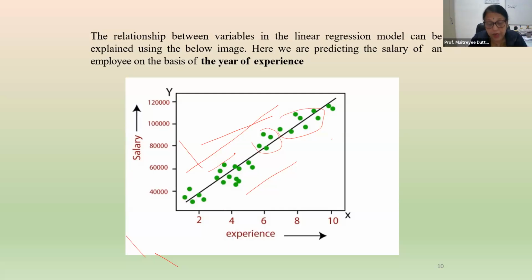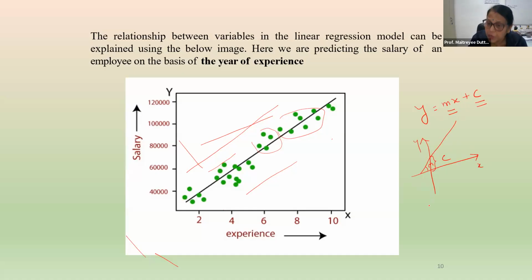Now how to find out? What is the function to find out the line relationship? We say y is equal to mx plus c, right? m is your slope and c is your intercept. This is the equation y is equal to mx plus c. So this is c, and this is your slope, that is your m. This is your y and this is your x.